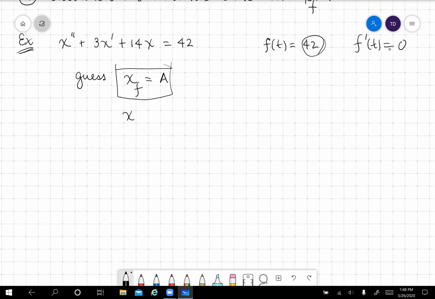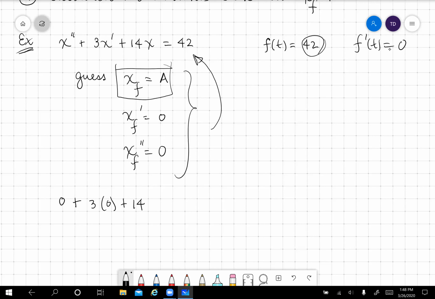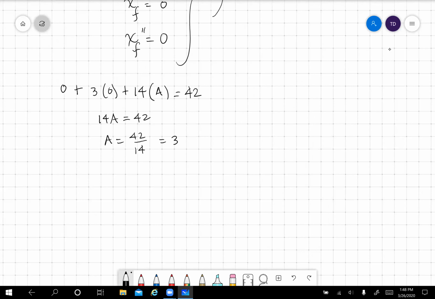Now, x sub f prime is 0. x sub f double prime is 0. So those are my derivatives. Now take these three, substitute them in. Here we go. 0, plus 3 times 0, plus 14 times a is equal to 42. 14a equals 42. A equals 42 divided by 14, which is equal to 3. So our x sub f, the forced response, is equal to 3.